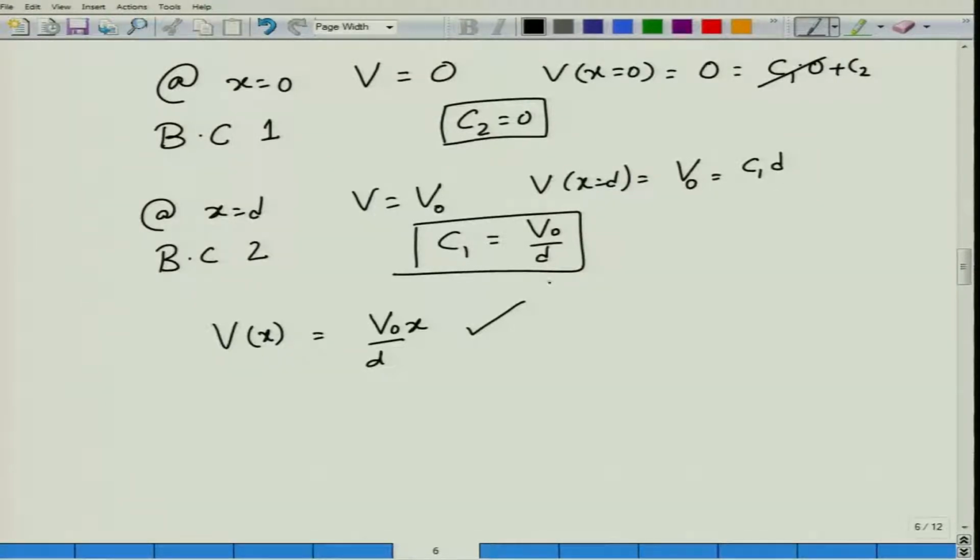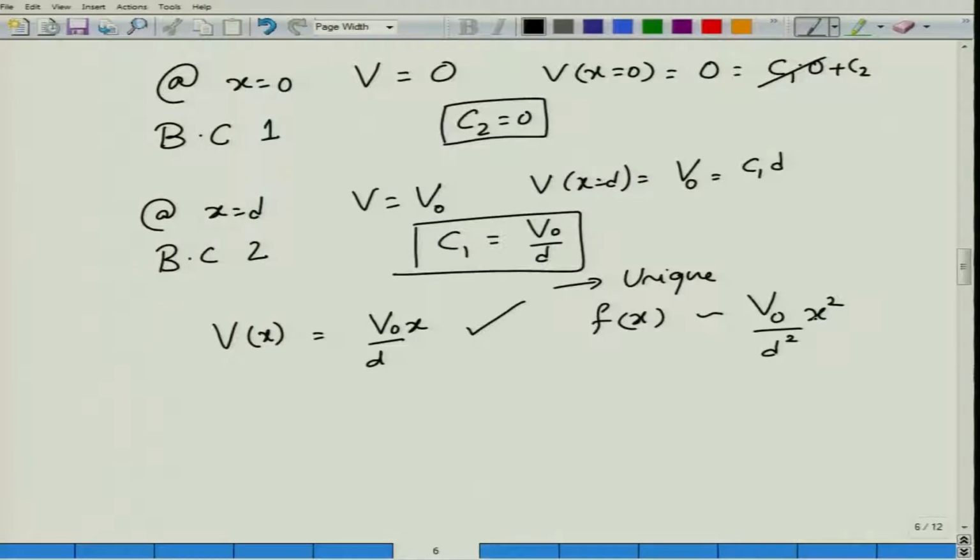There are two questions I need to answer. Is this potential unique? In other words, is there any other function of x which would satisfy the boundary conditions and satisfy Laplace's equation? Unfortunately, the answer is no. So you might, for example, think of this. I am just trying to pull one out from my side. So let us say V0 by d square into x square. Clearly this field will satisfy the boundary condition.